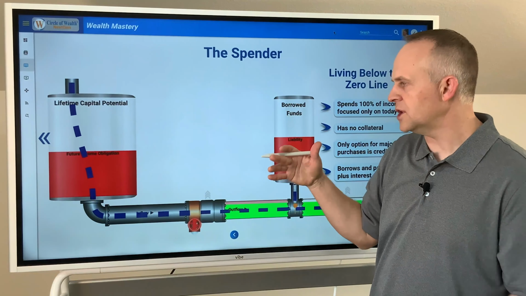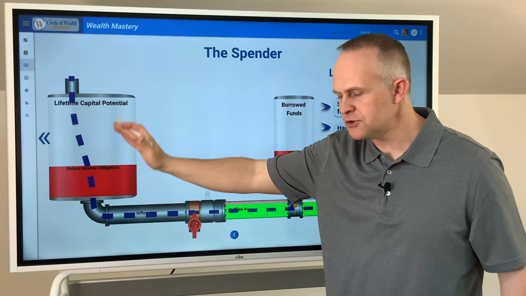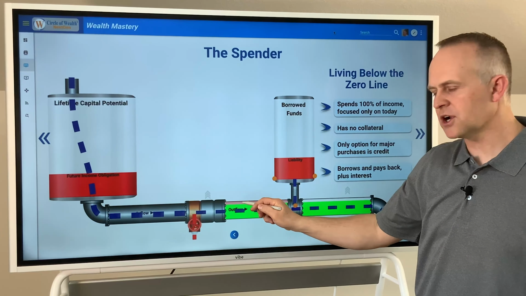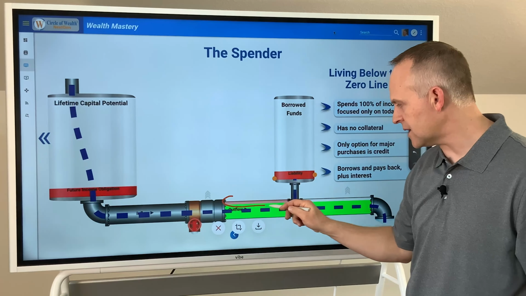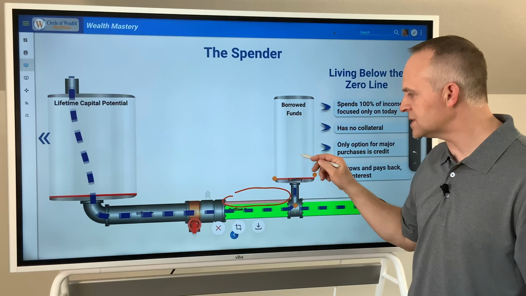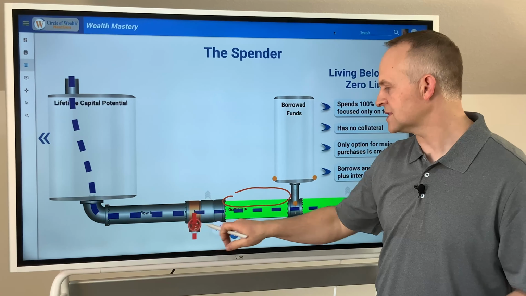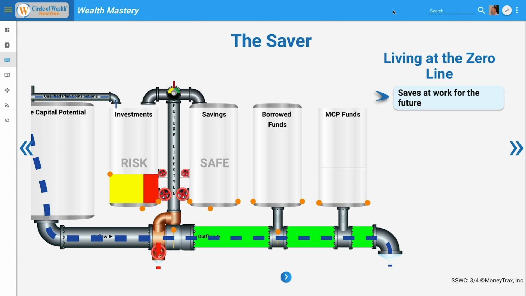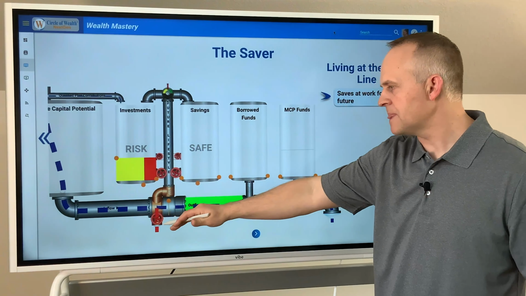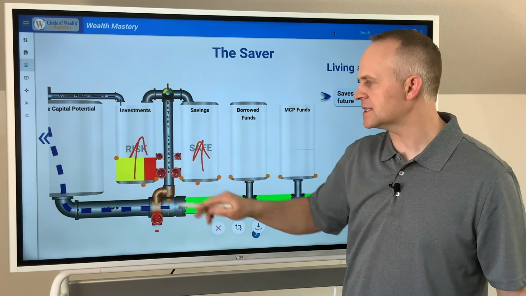There's no other tanks to use as collateral. There's no other assets. It's just future income, part of your future cash flow, this red right here, that has to be used to pay back those loans plus all the interest on those loans, right? Now the saver, remember, lives at the zero line. Their money is coming through their income. It's passing through. They are not filling up these tanks with any of their money.